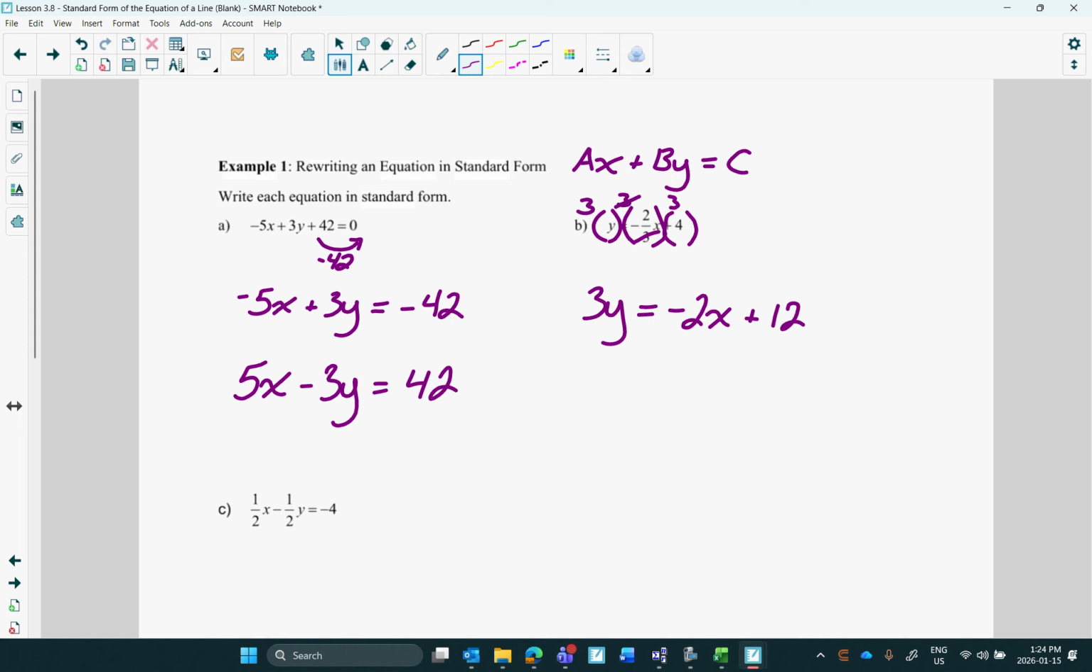So that got rid of the fractions, but it's still not quite in standard form. What do I have to do? Take the minus 2x over by adding 2x. So it becomes plus 2x plus 3y equals 12. We're done.